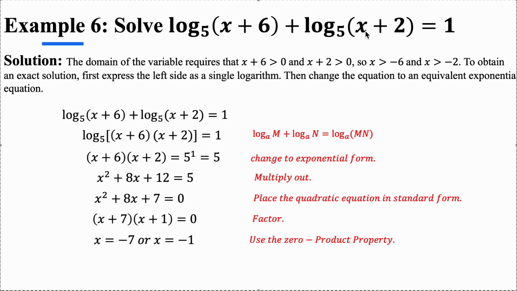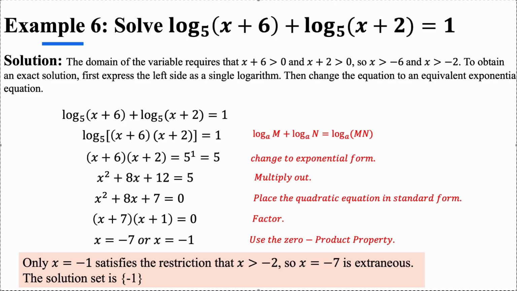Well, what if I plug it in here? You still get a negative number. What if x equals -1? Well, plug it in here. -1 plus 6 is 5, which is positive. And -1 plus 2 is also positive, so that satisfies the condition. So the only answer that satisfies this equation would be x equals -1. And x equals -7 is what we call the extraneous solution, so it cannot be a solution.